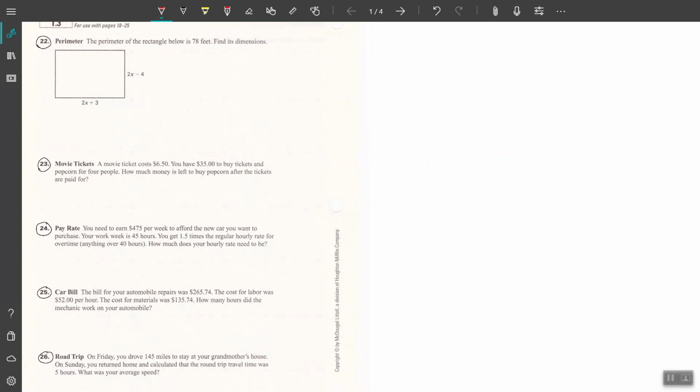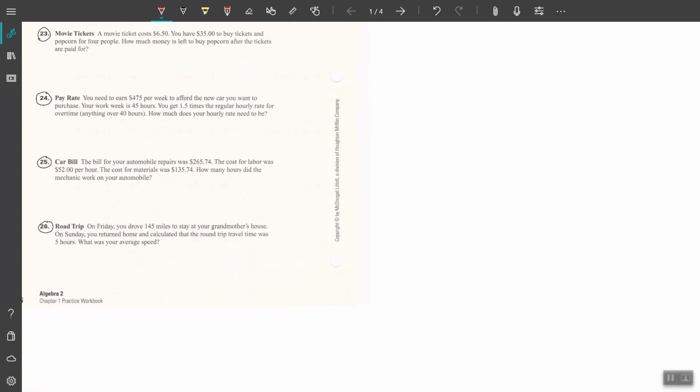Okay, number 24, you need to earn $475 per week to afford the new car that you want to purchase. So that's your goal, $475 a week. Your work week is 45 hours. So you have 45 hours to work each week, and you need $475 each week in order to make your goal. You get 1.5 times the regular hourly rate for overtime. So that's anything over 40 hours. So if you're working 45 hours, as stated here, then you're going to get 40 hours of regular pay, and you'll get 5 hours of overtime pay, which is 1.5 times the regular pay.